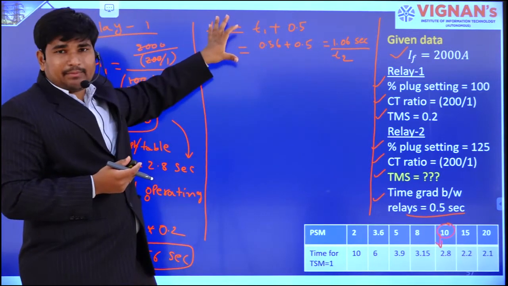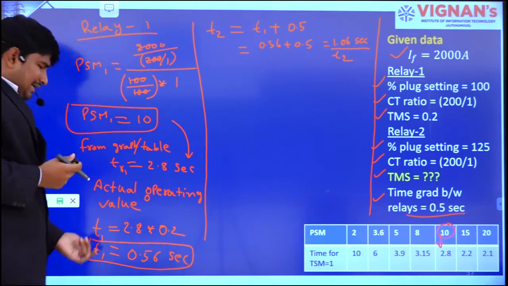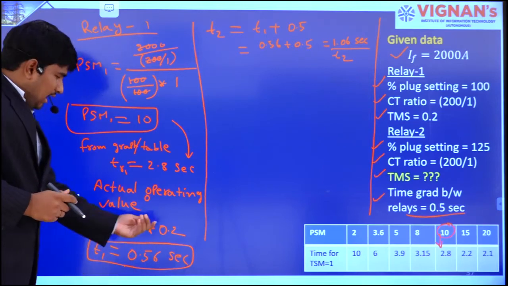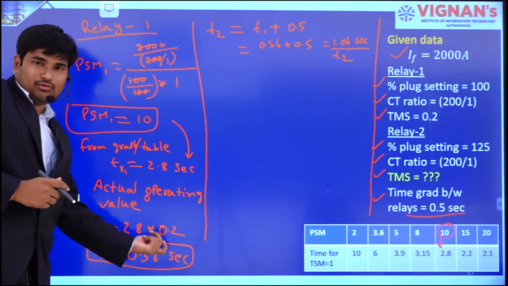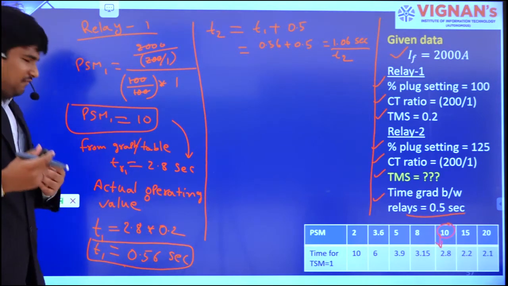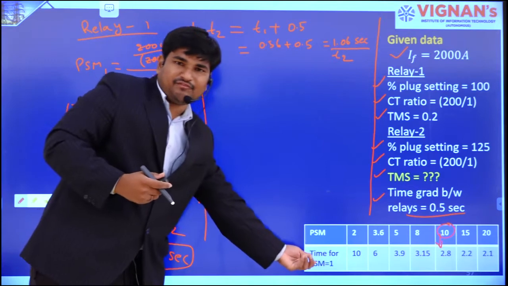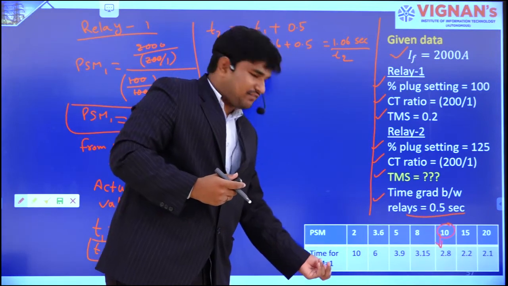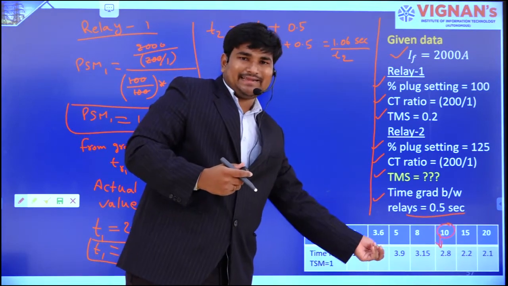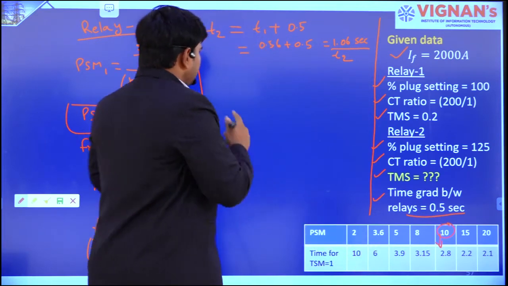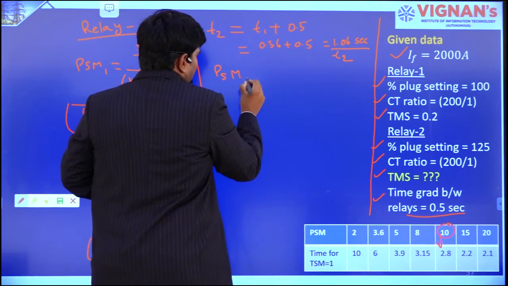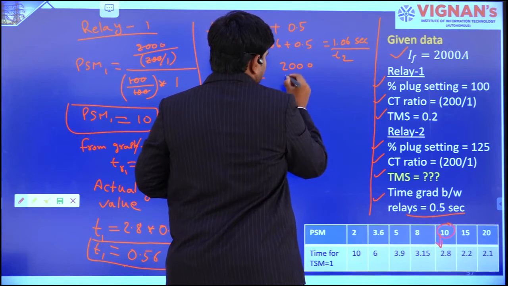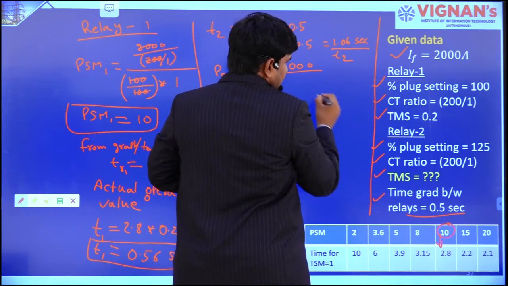The final value of operating time I got, so that means a reversing process. I need to get the TSM value if and only if I got this operating time at TSM 1. So to get this time at TSM 1, I have to find the PSM, plug setting multiplier, as well. So the plug setting multiplier of relay 2 is equal to the same fault current at the relay coil, that means fault current divided by the CT ratio.